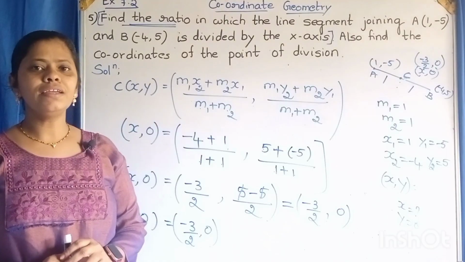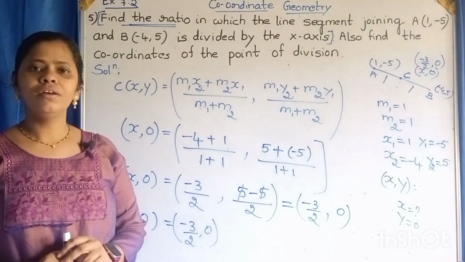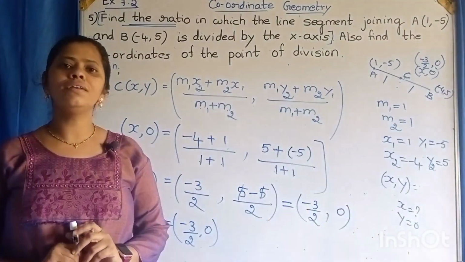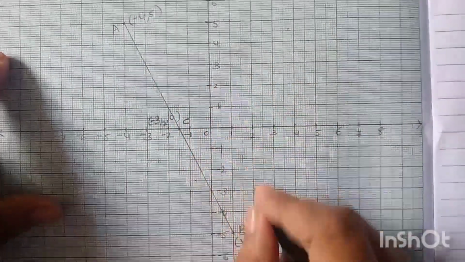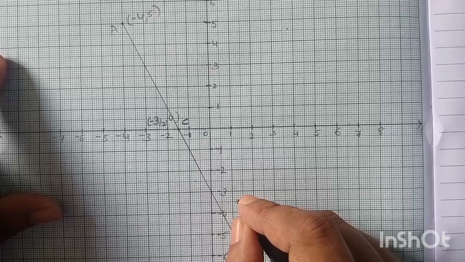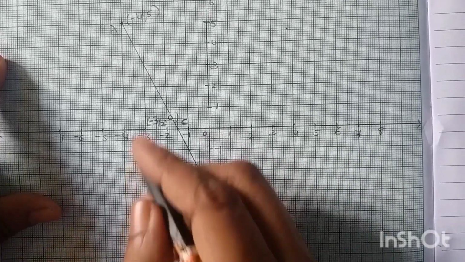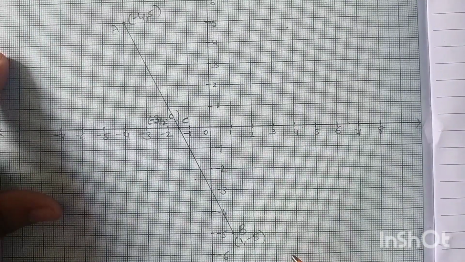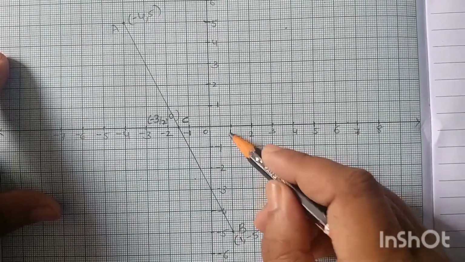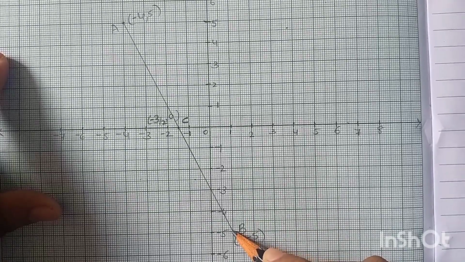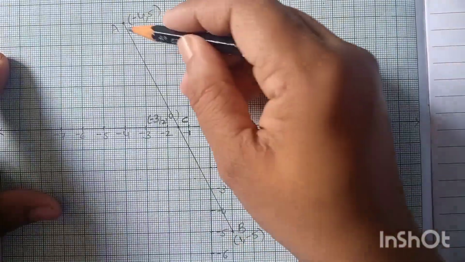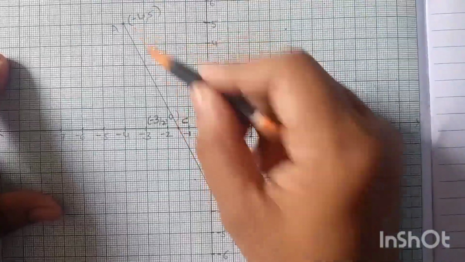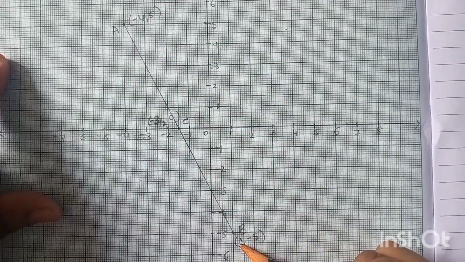For the better understanding of the problem, let us plot a graph. No need to plot a graph in your exams. Okay, it is just for your understanding. Now look at this. The coordinates of A are minus 4, 5. It will come here, right? And the coordinate of B is 1, minus 5. 1, minus 5 means it will come here. We have joined the line. Okay. Now the AB measures 11.2 centimeter.